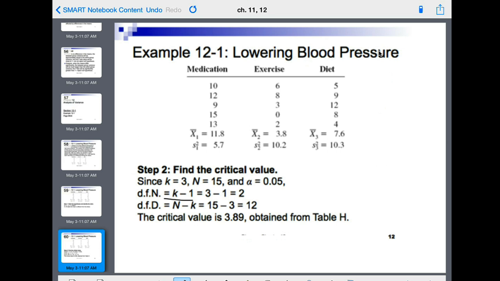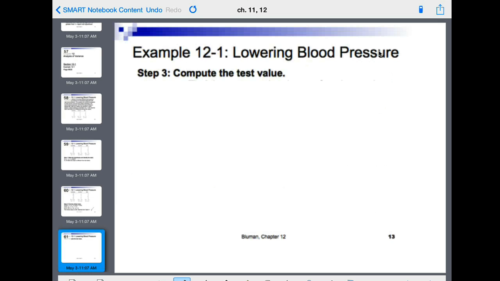What am I? That's not 15, it's 12. 2 and 12, 3.89. And that's right. So we got our critical value is 3.89. My fault, I looked at the wrong number. Now we're going to compute the test value.